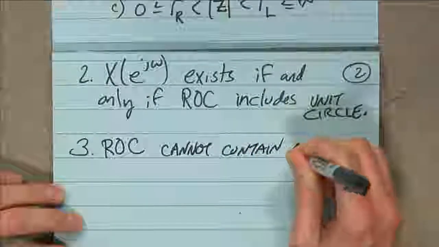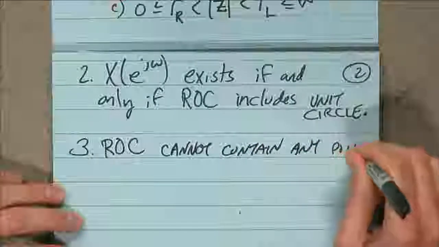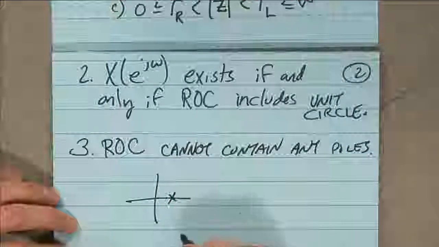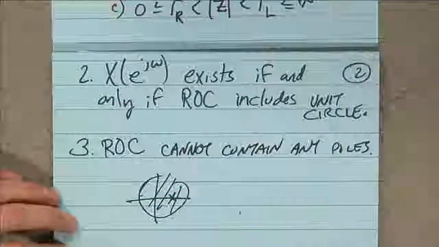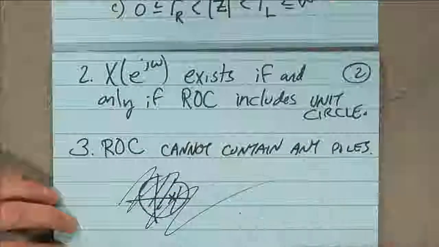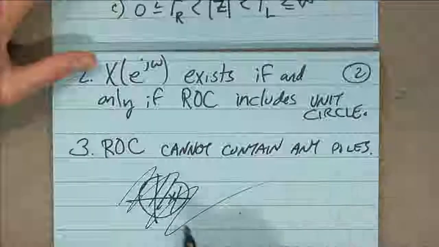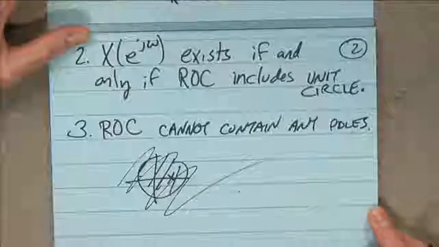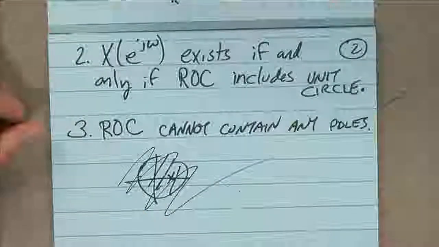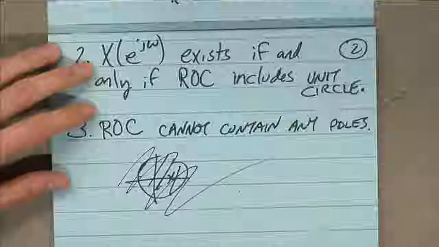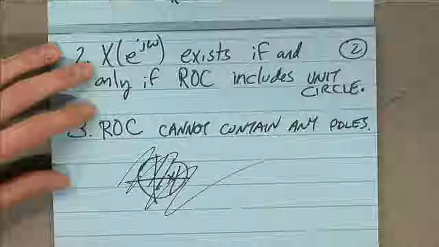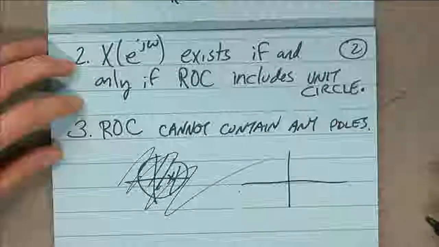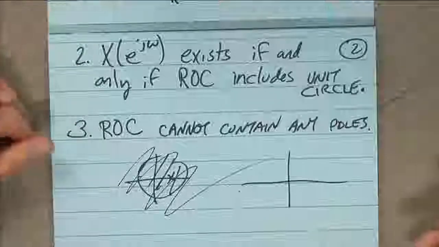Another one that almost seems too obvious to write down is the ROC cannot contain any poles. So if you're doing a pole-zero plot, you don't want to put a pole somewhere inside the region; obviously something went awry there. You can't do that. The region of convergence cannot contain any poles. So it's either outside the pole or inside the pole. Oh, zeros. I think it can include zeros. You just can't include poles because it goes away.